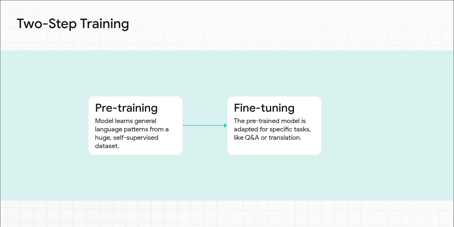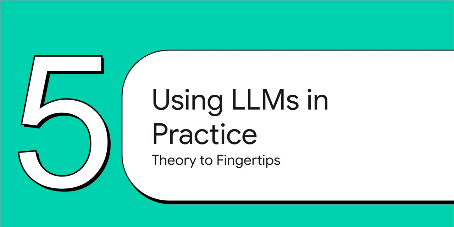Then comes fine-tuning. This is like giving the AI its first job. You take that super smart general-purpose brain and you specialize it for a specific task, like maybe translating languages or writing computer code. Okay, next up, using these things in practice.